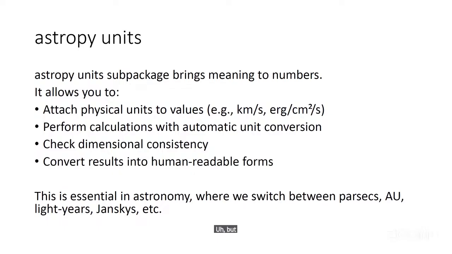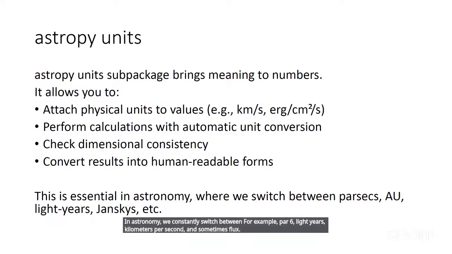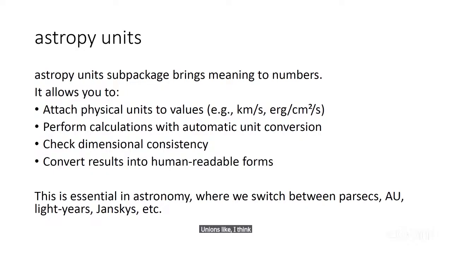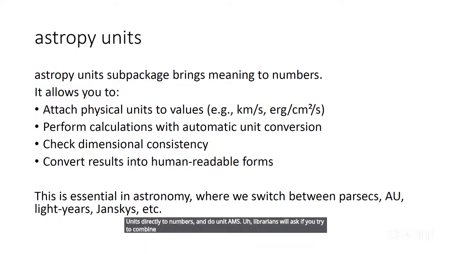But today we will talk mostly about core packages like Astropy units. Its subpackage brings meaning to numbers. In astronomy, we constantly switch between, for example, parsecs, light years, kilometers per second, and sometimes flux units like, I think, Jansky. With Astropy units, we can attach units directly to numbers and do unit arithmetic. The library will warn us if we try to combine incompatible things.